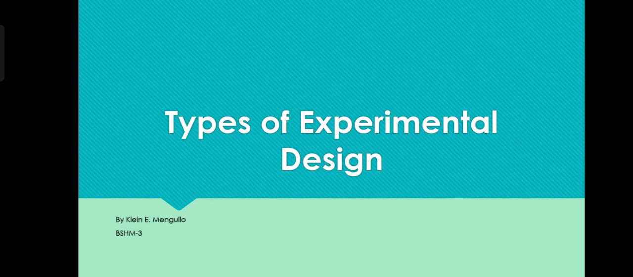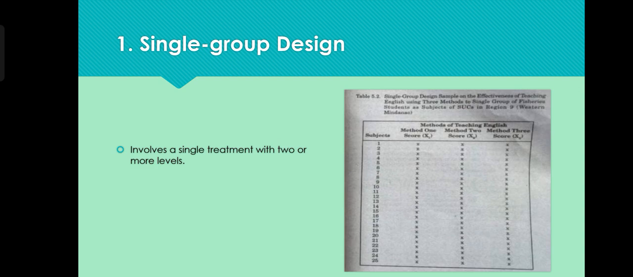Now, let's move on to the types of experimental design. First, we have the single group design, wherein it involves a single treatment with two or more levels. Isang example nga dito under the field of education is yung pagdetermine kung gaano ka-effective yung pagtuturo ng English sa single group of students, which is yung subject na nasa table.